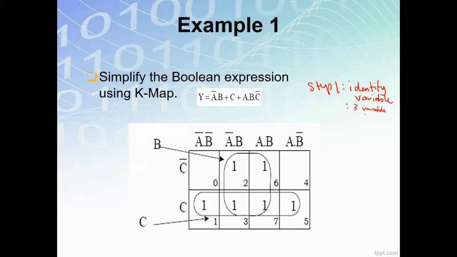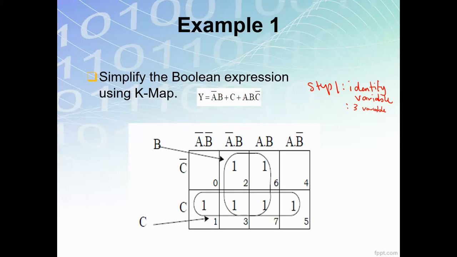Because different input variables have different Kmap tables. So therefore we must first identify how many variables we have in the given Boolean expression, and in this case we have 3 input variables.